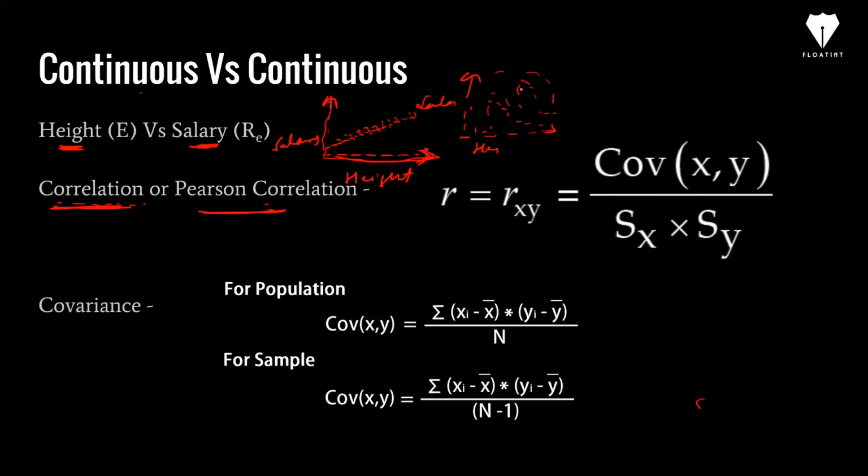Then you will say there is no particular relationship between these, because there are values all over. If points are present like this, you can say there is no clear relationship. And if your points are like this, you can say with height being more, your salary is decreasing. So any of these relations might be there.